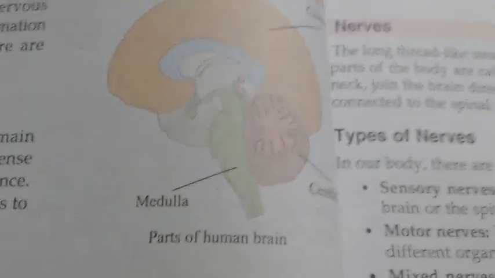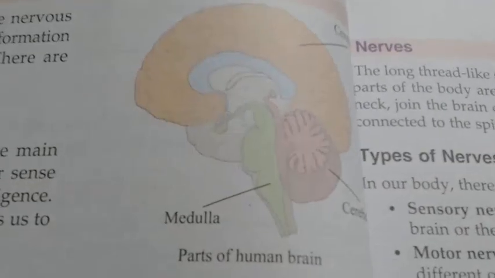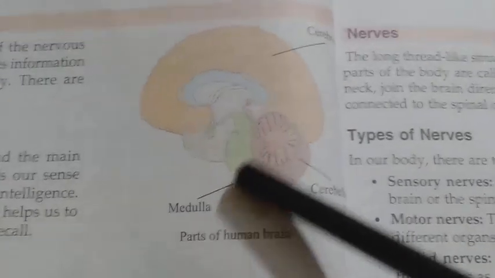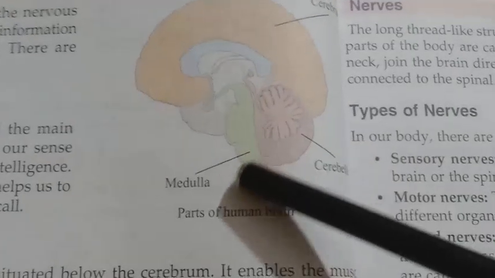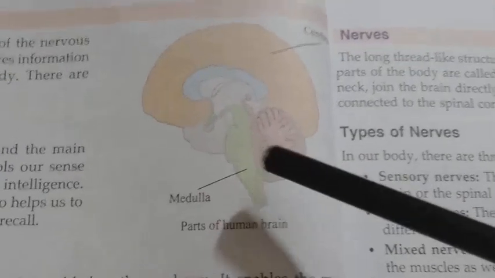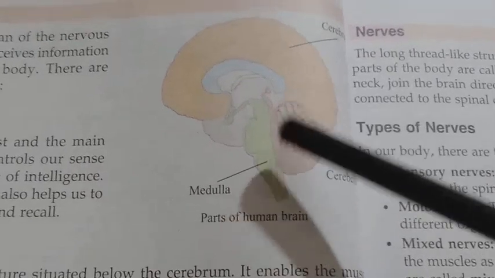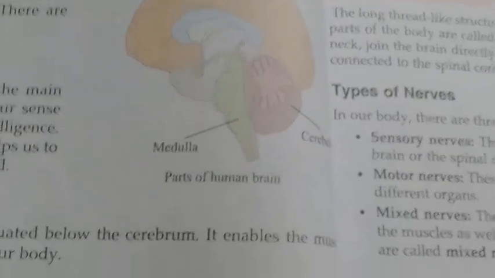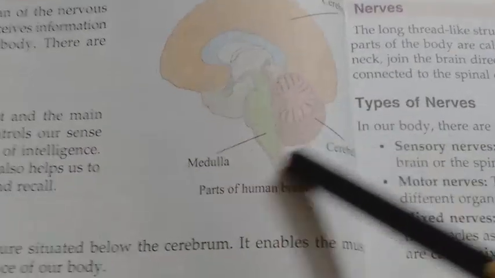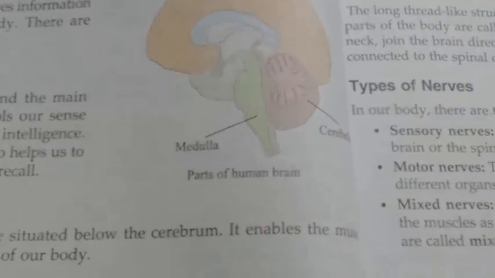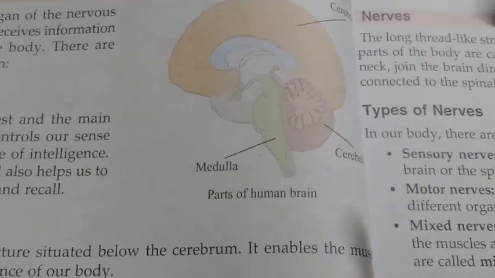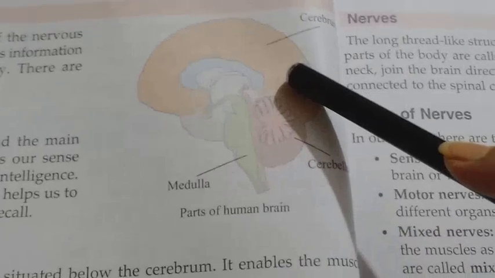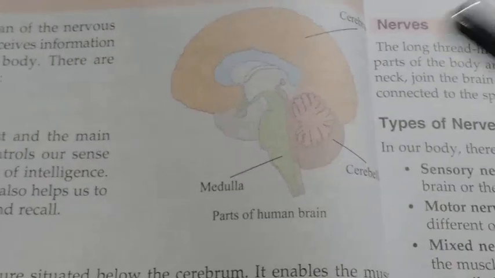And next is medulla. It is also called the brain stem. The medulla is a stem-shaped structure which lies at the bottom of the brain. It controls and coordinates the movement of involuntary muscles like breathing, heartbeat, etc. So always remember, the brain controls the whole of our body. This is the central system. The control system of our body is our brain.